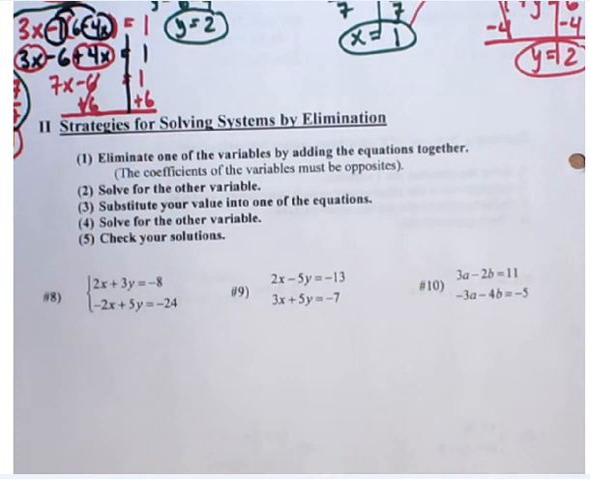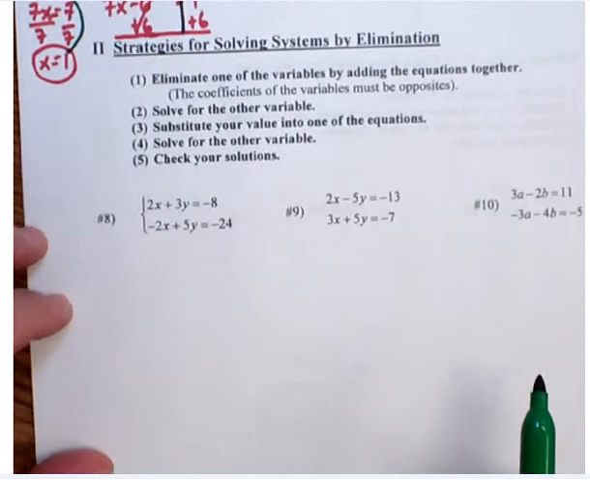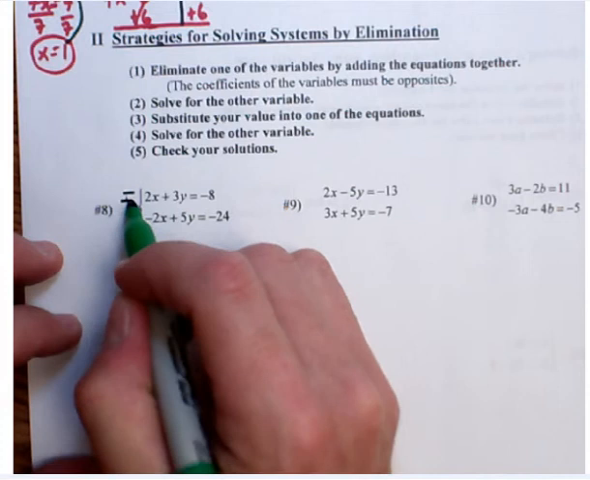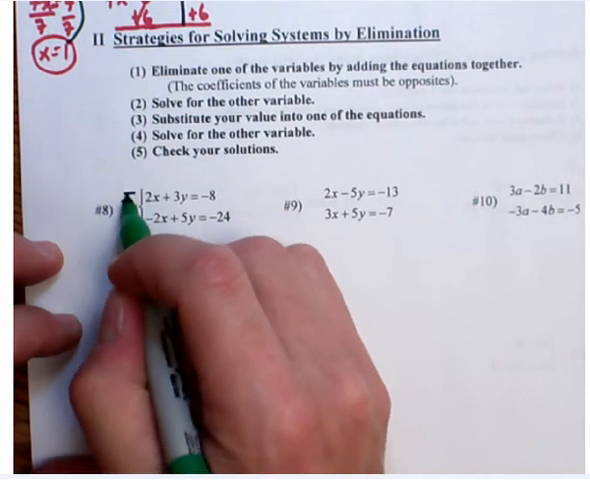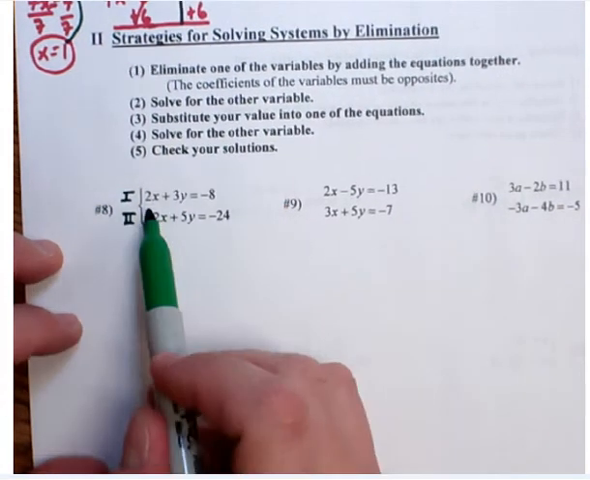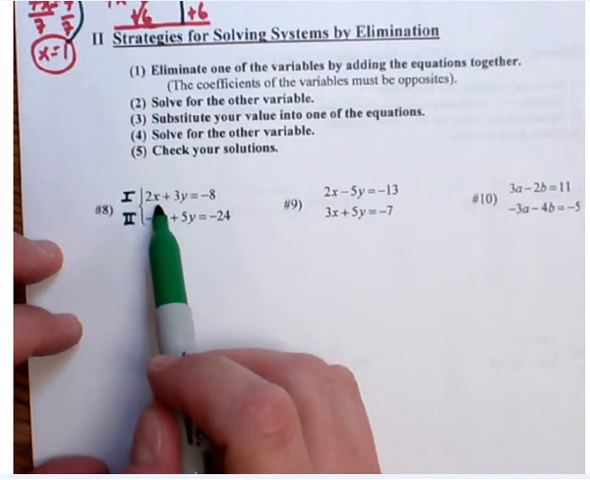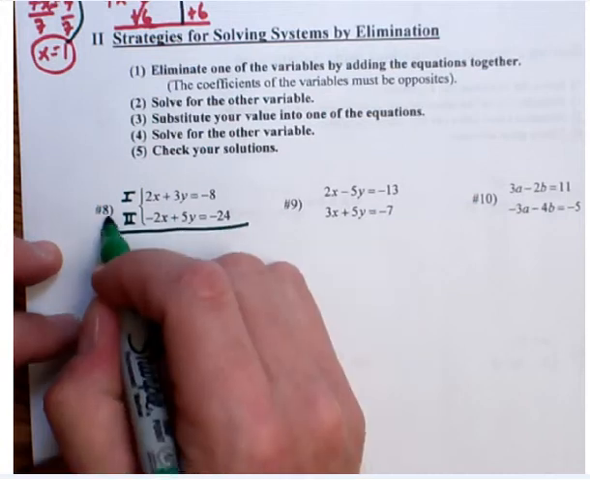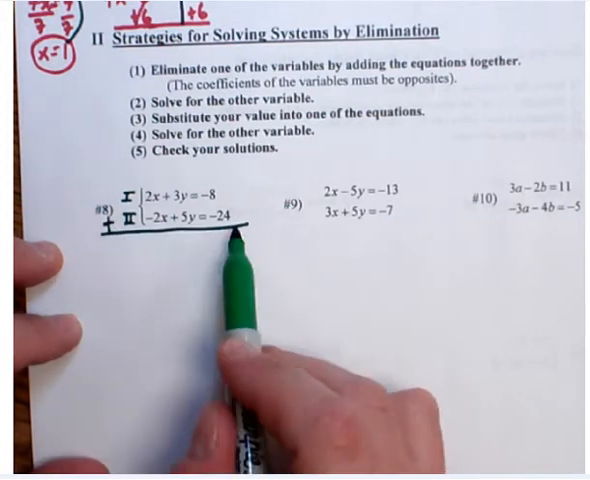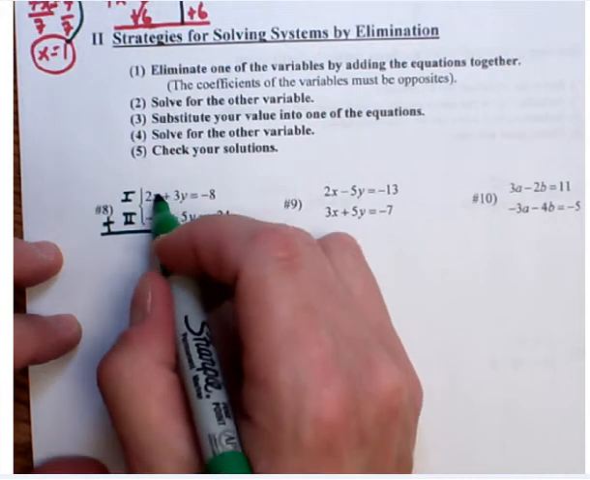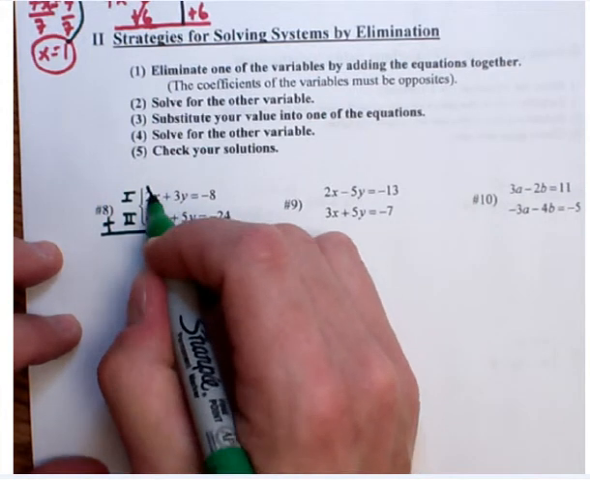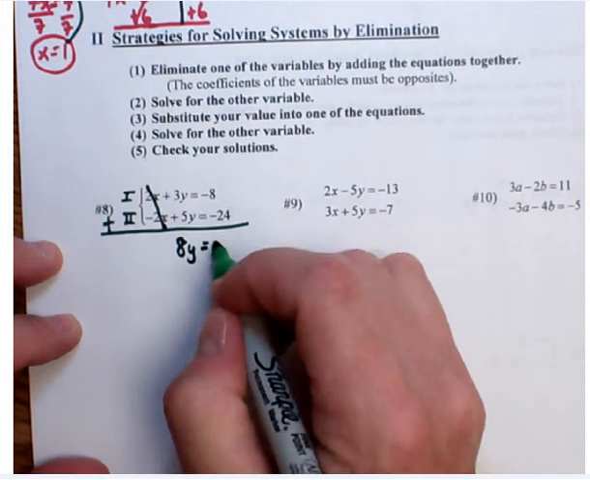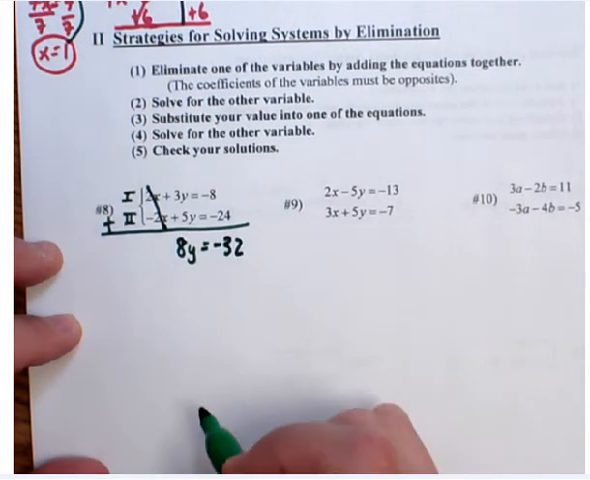Okay, so let's do a couple examples here. Let's look at 8. So 2x plus 3y equals negative 8. Negative 2x plus 5y equals negative 24. Now notice that we have opposites for the x's. Positive 2x, negative 2x. Those are opposite coefficients. So what we're going to do is put a plus symbol, put a big underline, add the columns. So you have 0x, 3 plus 5 is 8y, negative 8 plus negative 24 is negative 32.